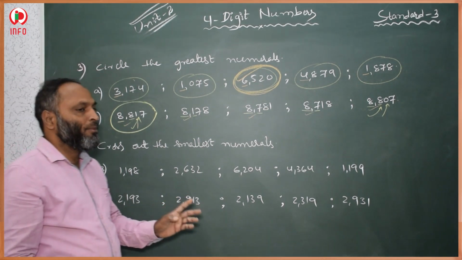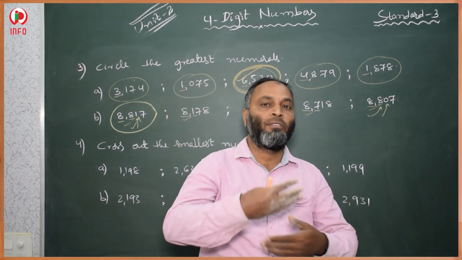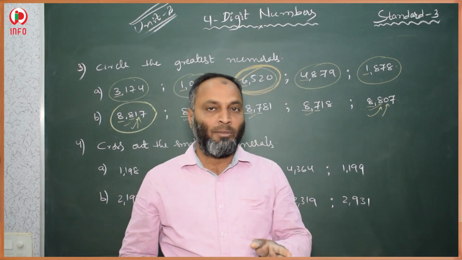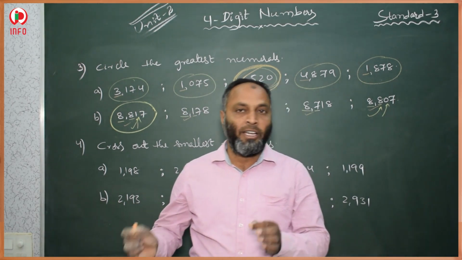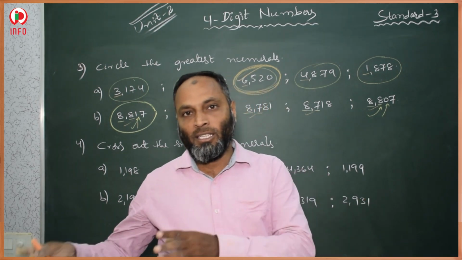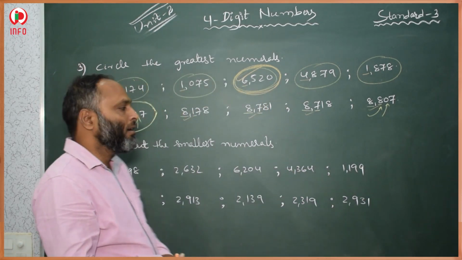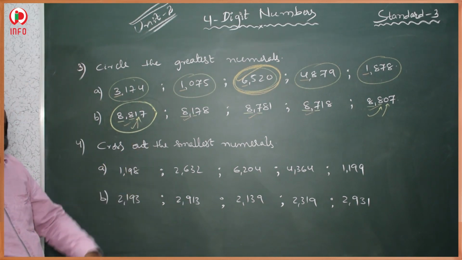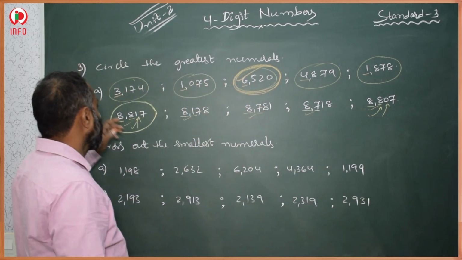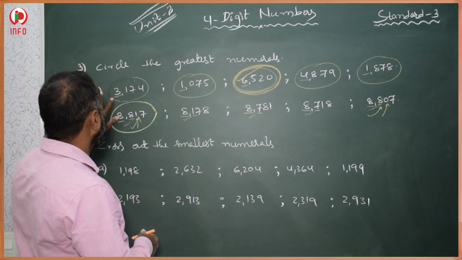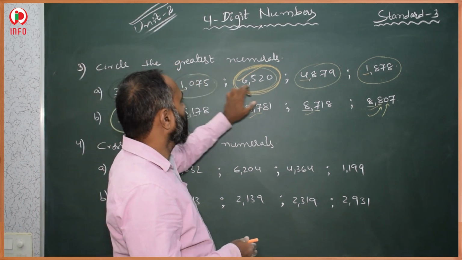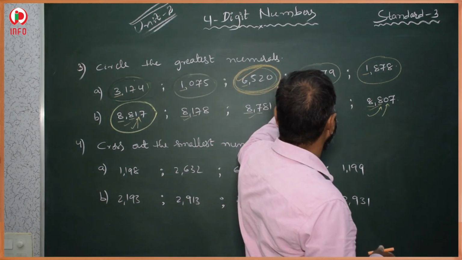So what is the procedure? We go one by one. First you check thousands values. If thousands values are the same, then you check the hundreds value. If hundreds values are also the same, you go for the tens value. If tens are also the same, you go for the ones value. In this way you check. In the same way, cross out the smallest numerals. Here circle, here cross. Only circle the largest one, only circle the greatest numeral, not all numerals.